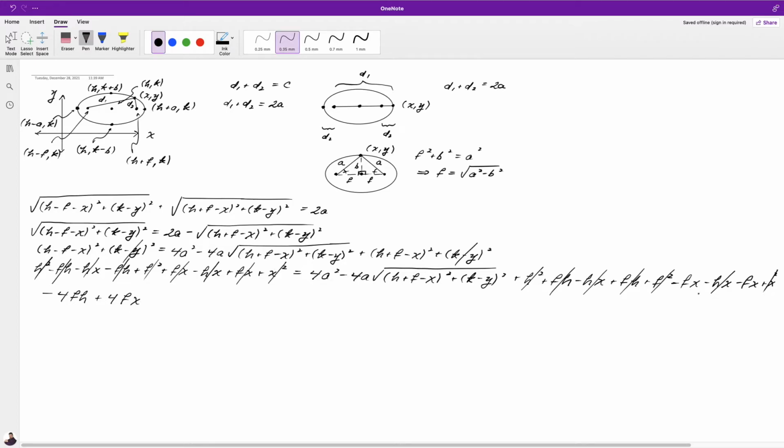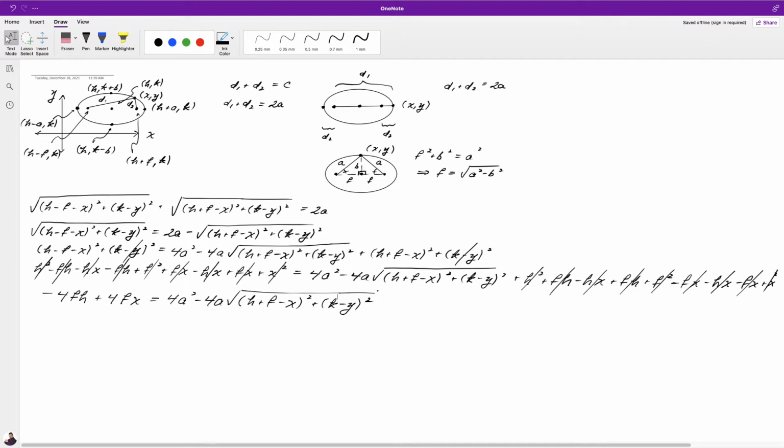Well, that's convenient. I'm glad I decided to expand this first before squaring both sides. Now I simply have 4a squared minus 4a times, of course, the square root of (h plus f minus x) quantity squared plus (k minus y) quantity squared over on this side. Okay. Let's check that carefully, make sure no errors exist on the page. Doesn't look like it, but let's be very careful.